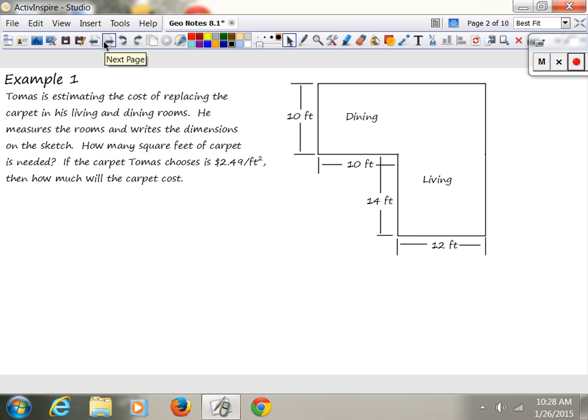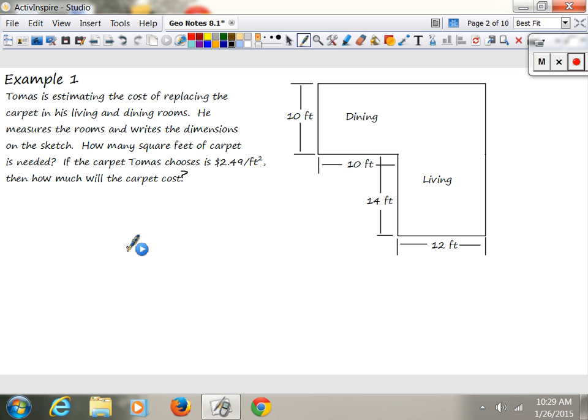Okay, here's example 1. Tomas is estimating the cost of replacing the carpet in his living and dining rooms. He measures the rooms and writes the dimensions on the sketch. How many square feet of carpet is needed? That's 1. And then if the carpet Tomas chooses is $2.49 a square foot, how much will the carpet cost? That's question number 2. So we've got 2 questions that we need to look at. We need to look at how much carpet he is going to need, and then how much it would cost altogether.